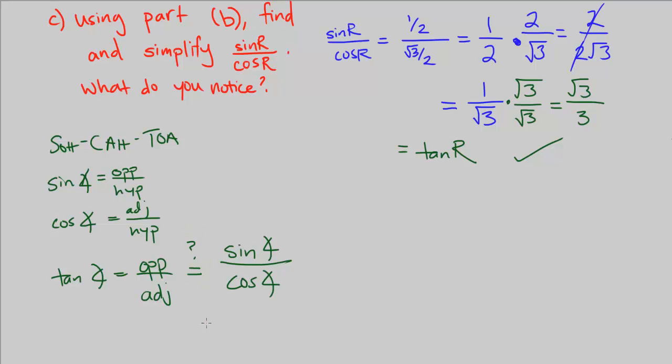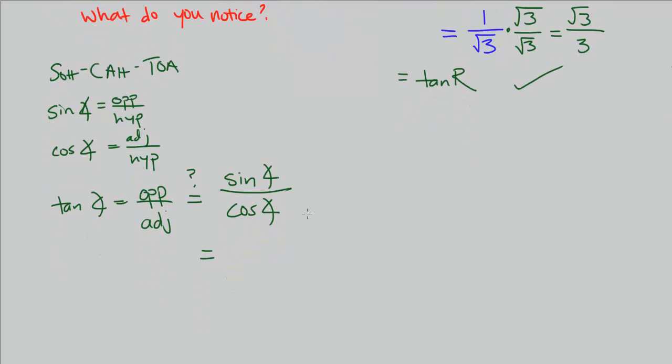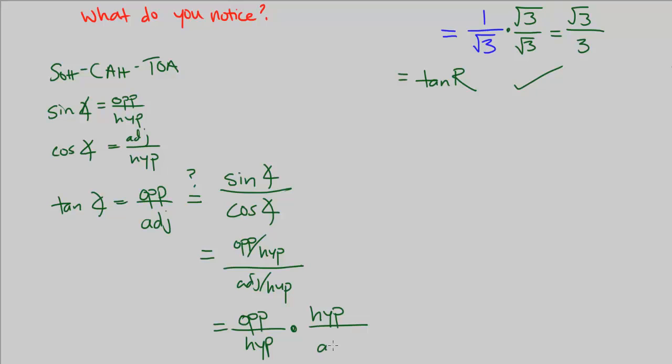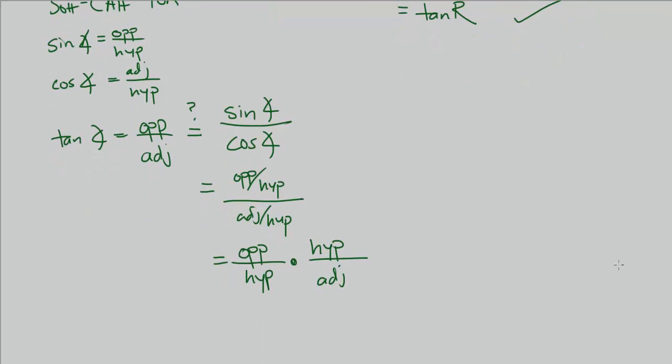Well, I put the question mark because I'm going to go ahead and simplify the right side and see if this is true. Sine of the angle we know is opposite over hypotenuse, divided by cosine of the angle, which is adjacent over hypotenuse. This is a fraction divided by a fraction, so I'm going to write opposite over hypotenuse times the reciprocal, which means hypotenuse in the numerator, adjacent in the denominator. These cancel out then, and we're left with opposite over adjacent.